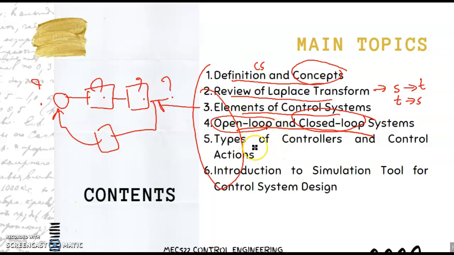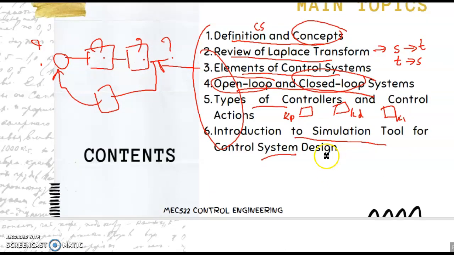And then number 5, the topic is types of controller. We will know what KP is, what KD is, what KI is. Here I will give a little on the relation between KP, KI, KD in control system, how we control it. And then the last one is very simple and not too much. This one is a simulation tool. So now we go to the first one.